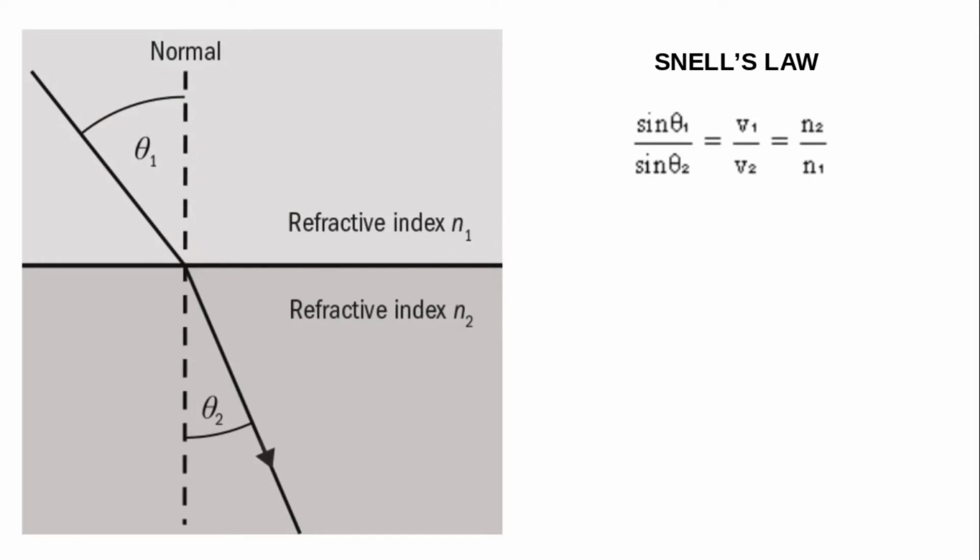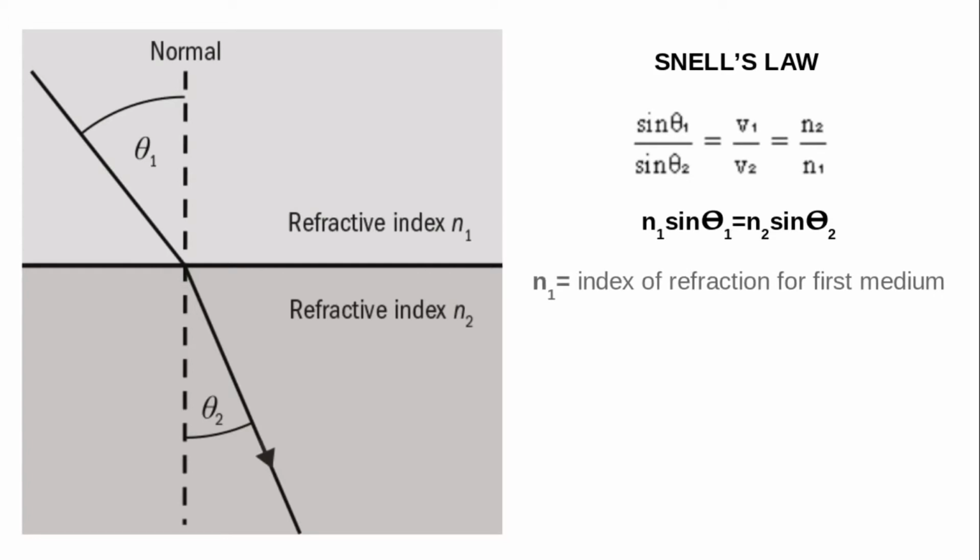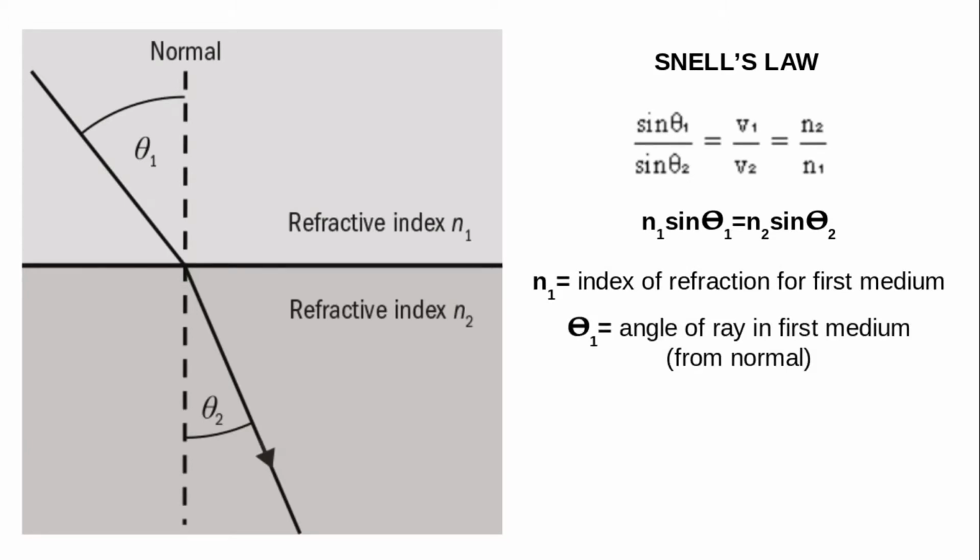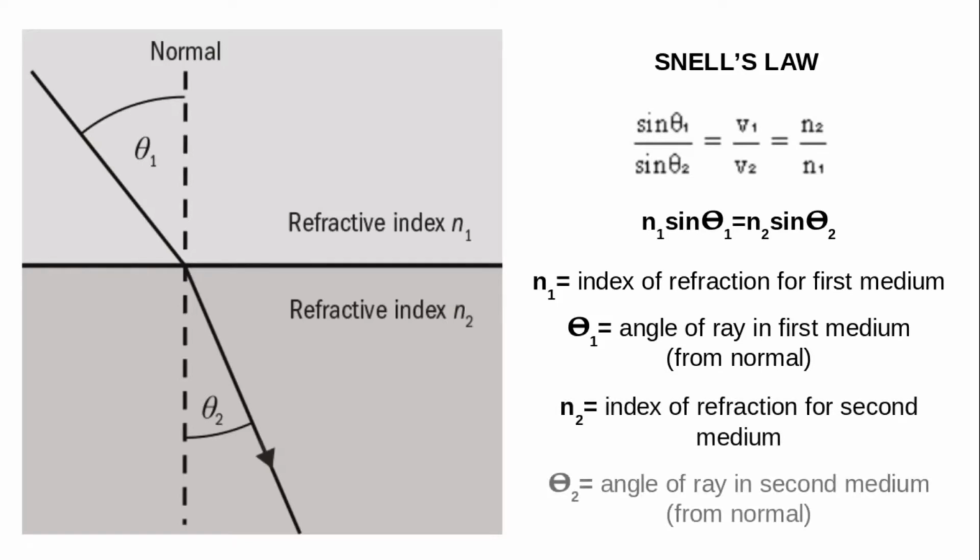We more commonly see this as n1 sine theta 1 equals n2 sine theta 2, where n1 is the index of refraction for the first medium, theta 1 is the angle of the ray in that medium, measured from normal. n2 is the index of refraction for the second medium, and theta 2 is the angle of that ray in the second medium, again from normal.